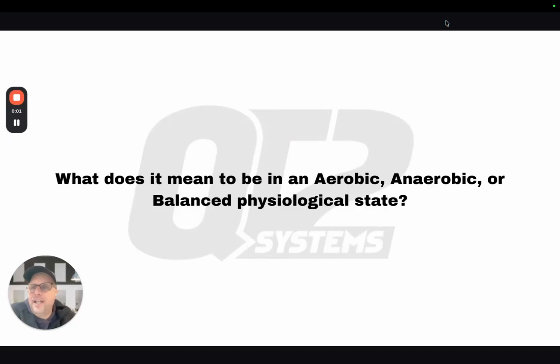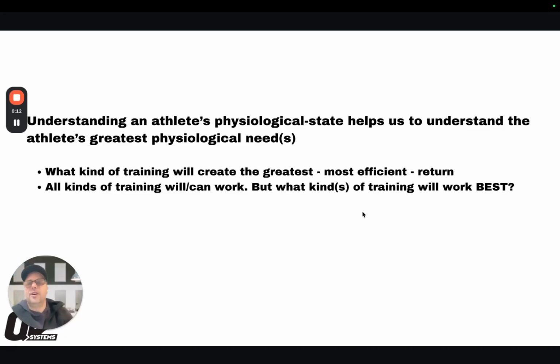Okay, so the question we're going to aim to answer today is what does it mean to be in an aerobic, anaerobic, or balanced physiological state? So, first off, when we understand an athlete's physiological state, it really helps us to understand what that athlete's greatest physiological needs are, right? So, what does that mean?